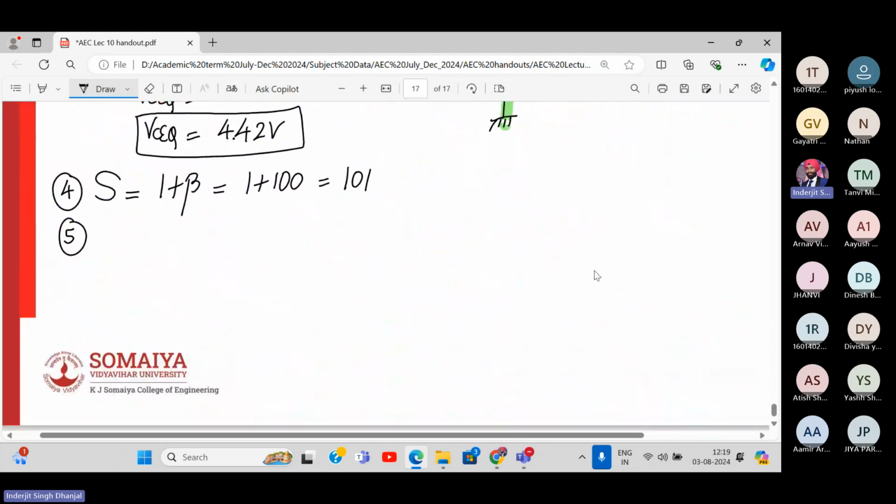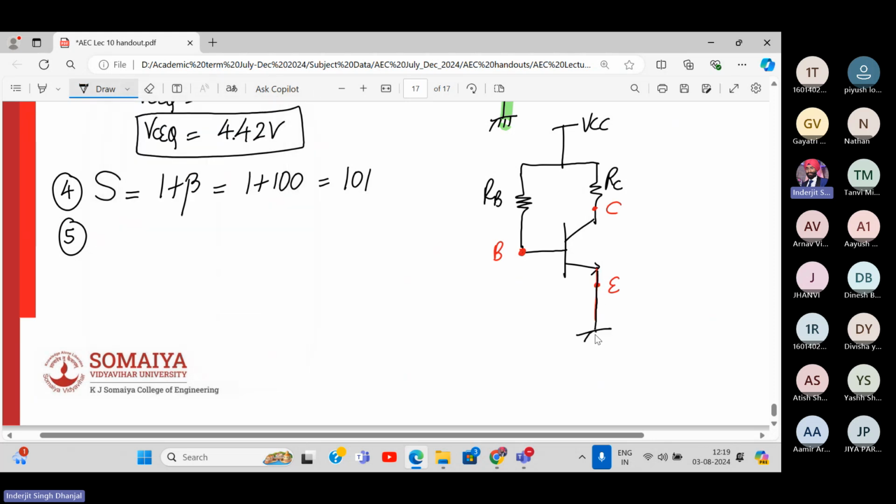So let me draw the circuit for you again. This is for your understanding. I'm drawing it again and again. This is VCC. This is RC, RB. Now, which are the terminals over here? This is the base terminal. This is the collector, and this is the emitter. Correct?